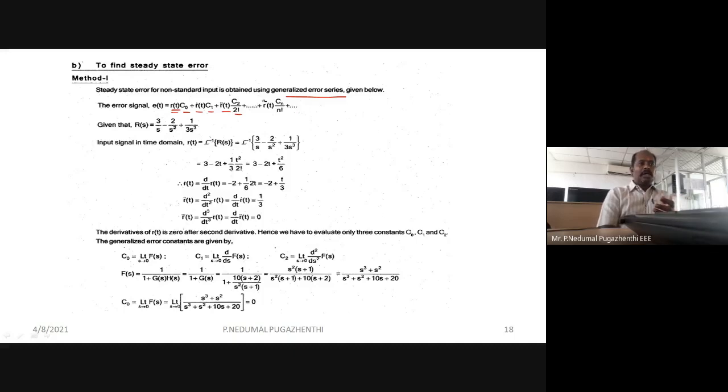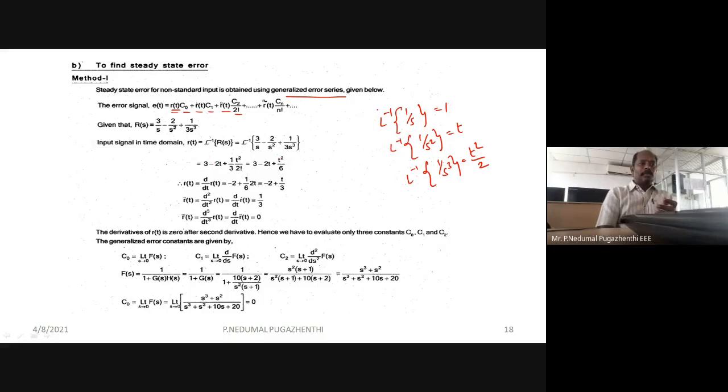So what I do is take the Laplace inverse of R(s). If I take the Laplace inverse, this 3 by s can be written as 3 times 1 by s. The Laplace inverse of 1 by s is 1. The Laplace inverse of 1 by s squared is t. The Laplace inverse of 1 by s cube is t squared by 2.